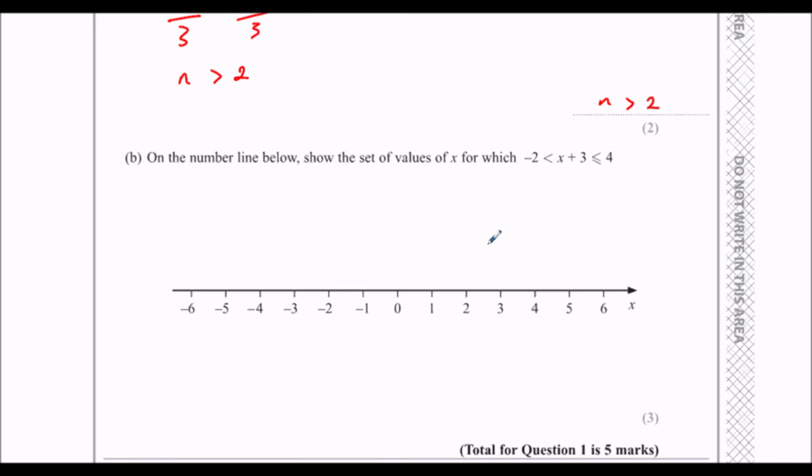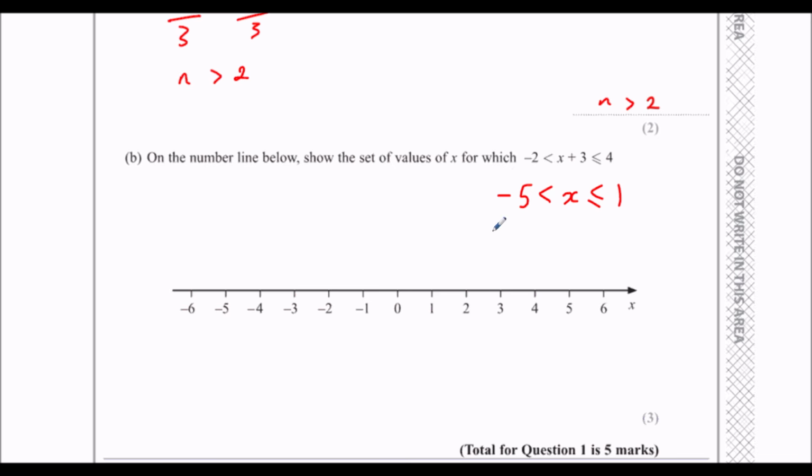So negative 2 take away 3 is negative 5. x plus 3 take away 3 is x. And 4 take away 3 is 1. So this is the inequality we need to draw.